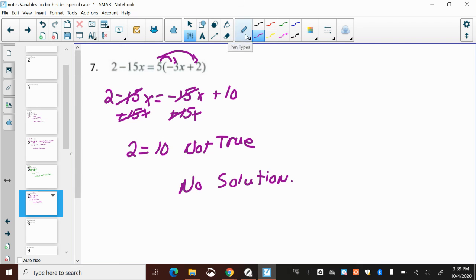And with that, we're wrapping up our equation solving. We'll move on to a little bit of a new topic. As always, let me know if you have any questions. Thanks.